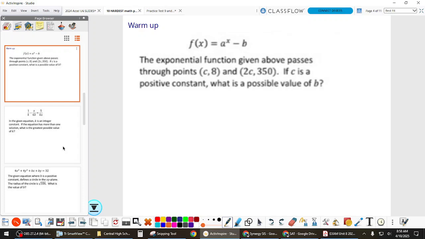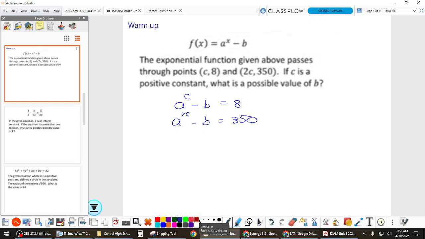It will look familiar. Let's do it really fast. Do you agree that C and 2C are x values? Yes. So we have two functions: a to the C minus b equals 8, and a to the 2C minus b equals 350. Good so far?